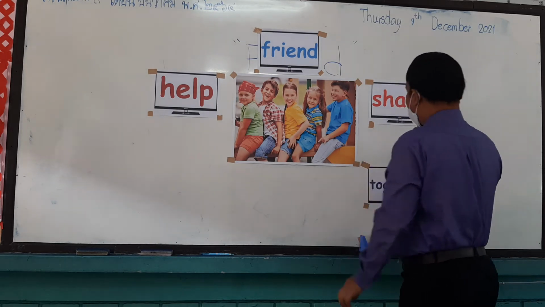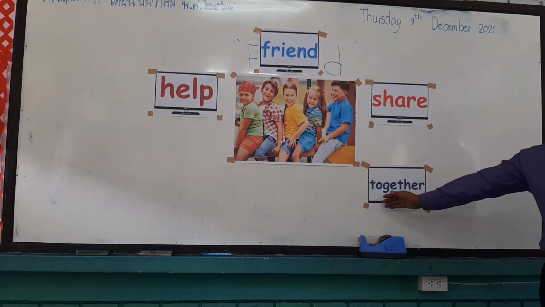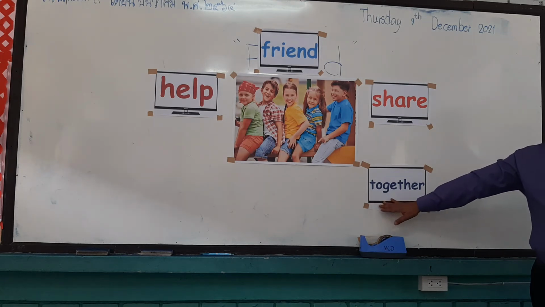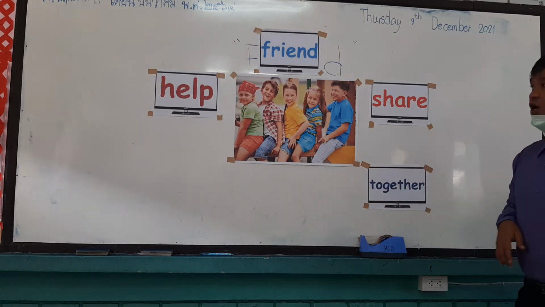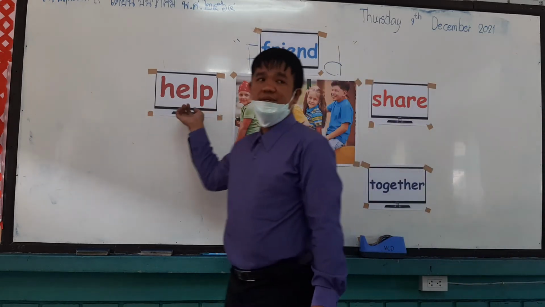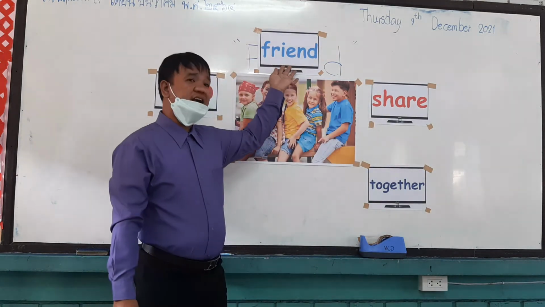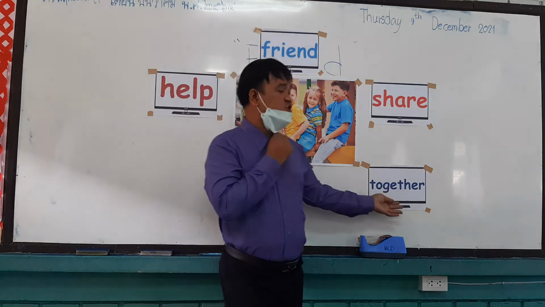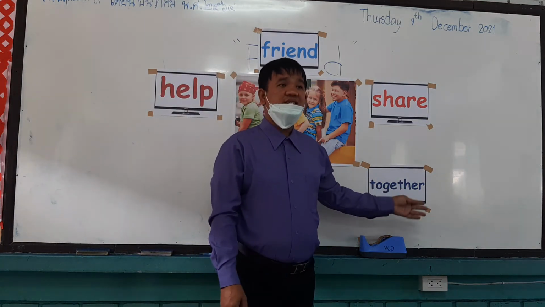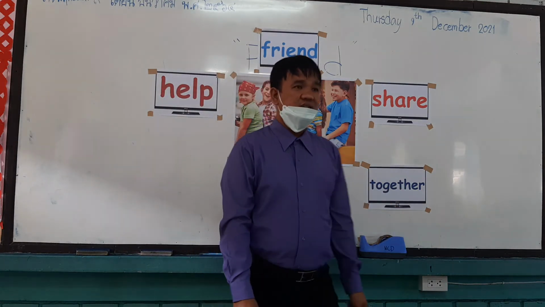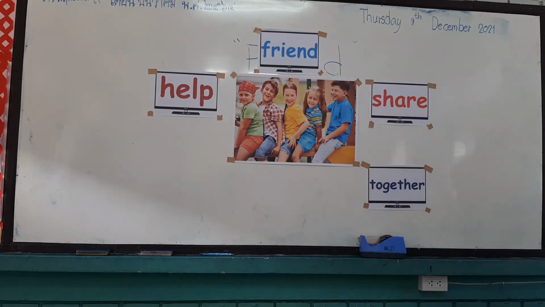Okay, how about this one? Can you read this word? Together. Together. Okay, let's go back. Have. Share. Friend. Together. And then we have also what we call this one.